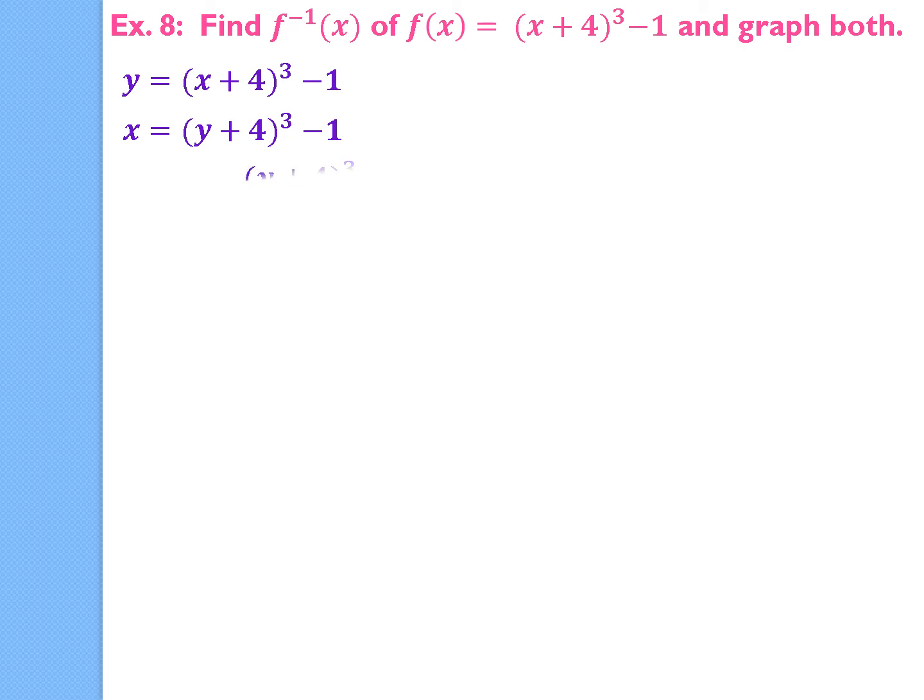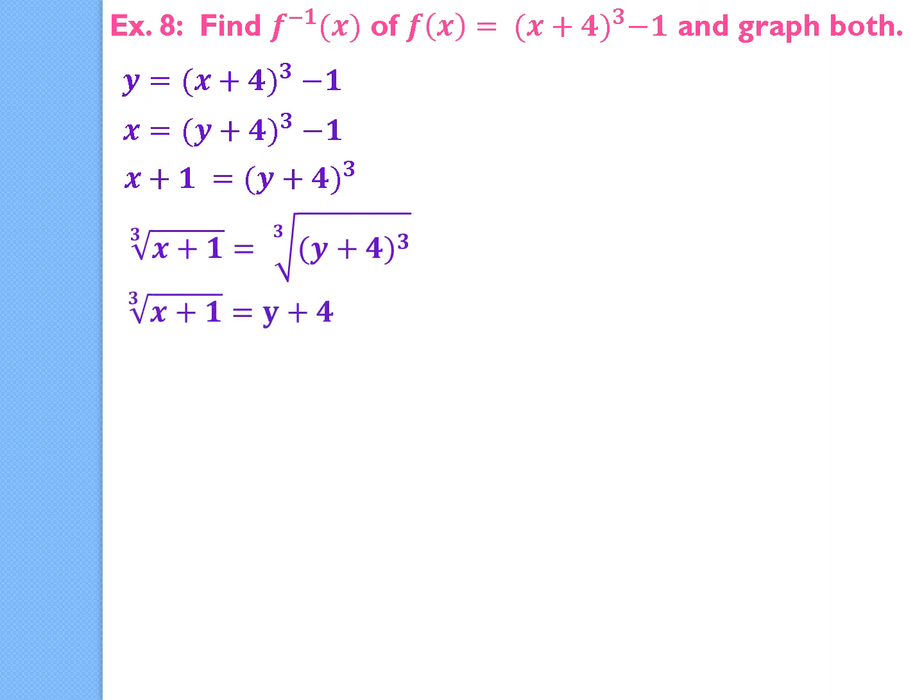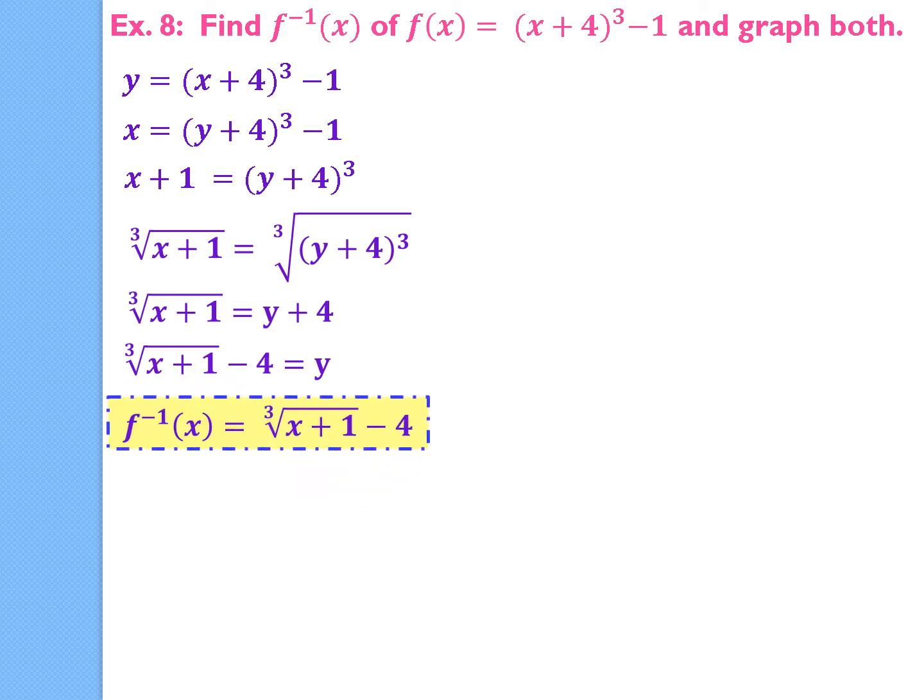So I'm going to add 1 to both sides. So that becomes x plus 1 equals y plus 4 quantity cubed. Now that the quantity cubed is by itself, I am allowed to take the cube root. So I get the cube root of x plus 1. And of course, that negates the cube. So we have the cube root of x plus 1 equals y plus 4. And then I just subtract 4. And then, of course, we write it in proper function notation. The inverse of f of x equals the cube root of x plus 1 minus 4.